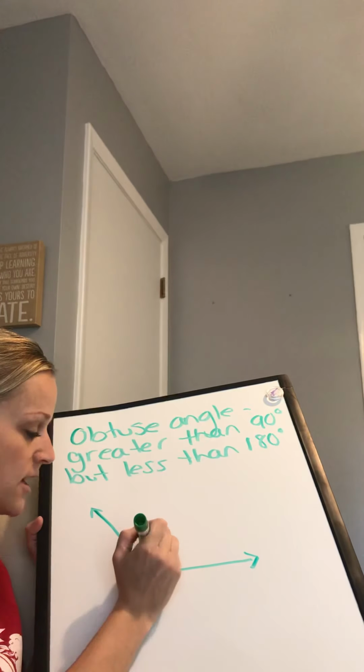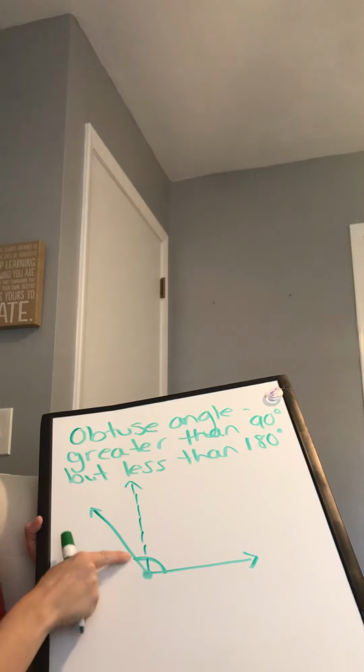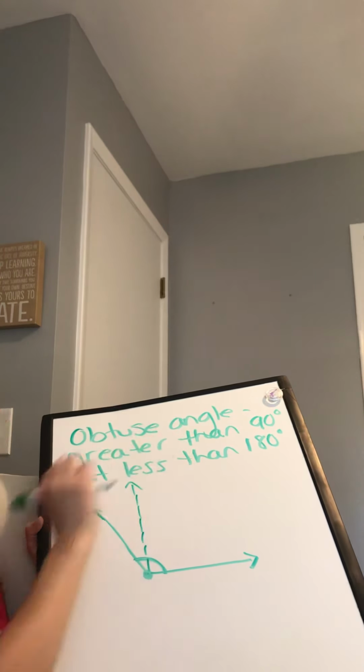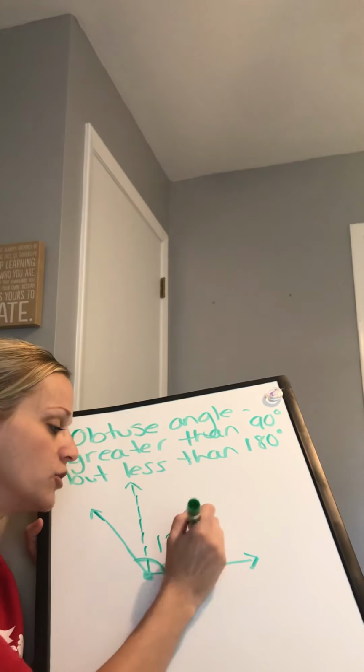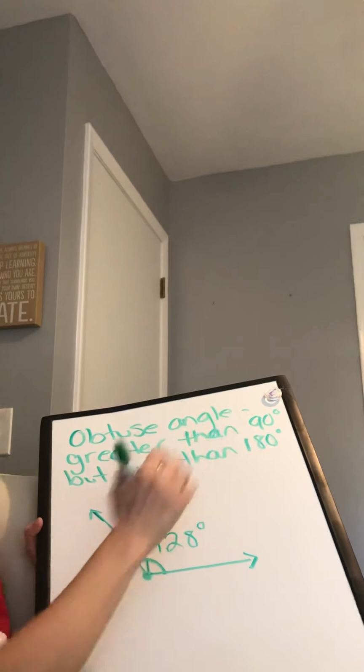That, if I was to draw in my 90-degree angle, that would be here. Is this line bigger than that? It sure is. So that means that this angle is obtuse. It's bigger than 90 degrees. It could measure 128 degrees. That's obtuse, bigger than 90, okay?